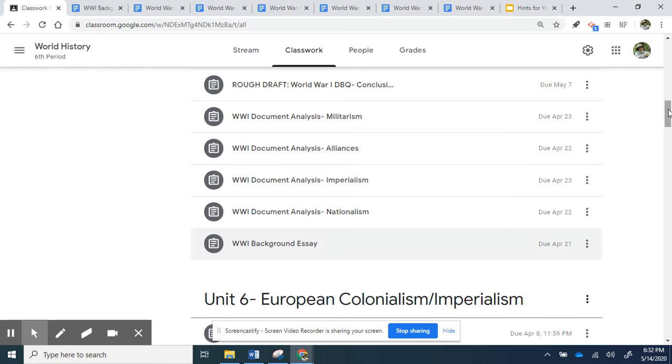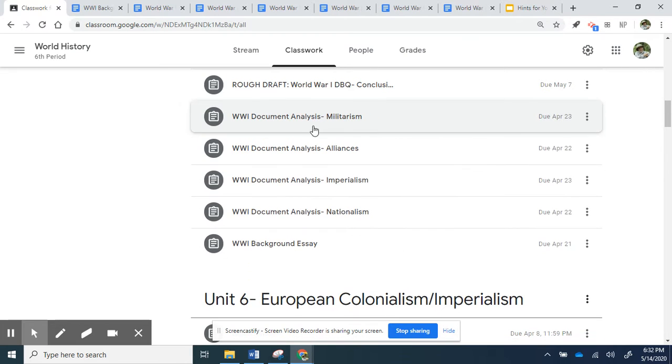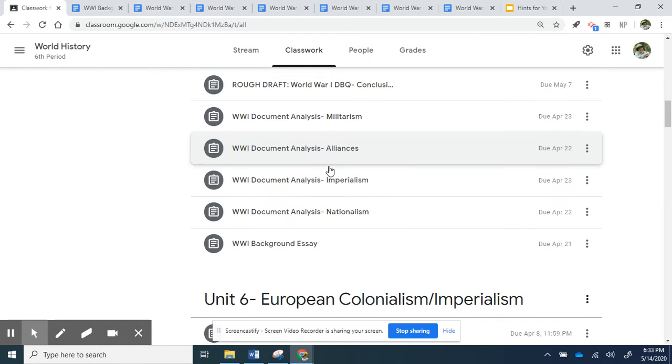Then we have the document analysis for the 4 documents. Once again, I've attached an answer key to that. Use that answer key, but also understand the documents. These 4 document analyses are where you're getting your evidence for your writing. Starting down here is where you are going to get the evidence to write. For each of these, I've attached an answer key. You need to finish this. It's easy points, but it also gives you an understanding of where you're going to get your evidence.